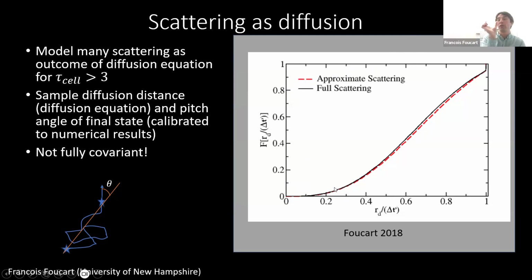This is for an optical depth of only 3, so relatively low optical depth overall. And we already see a pretty good agreement between the two methods. And it only gets better at higher optical depth. One of the issues here, conceptually at least, is that the diffusion equation is not covariant. And so we could worry about using it in a general relativistic code.